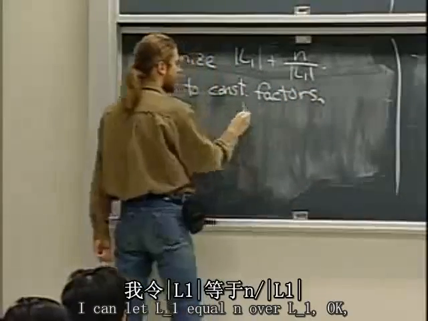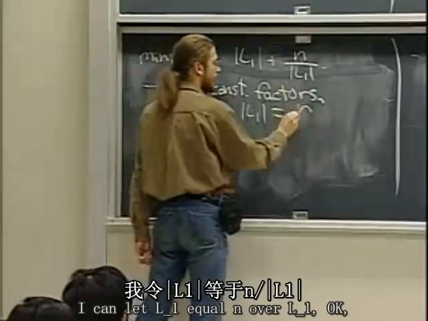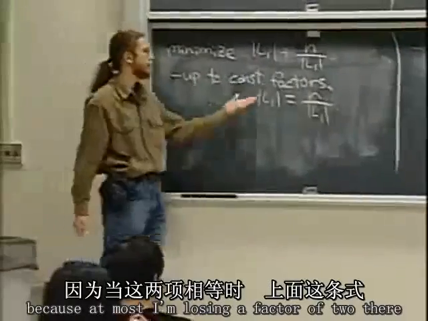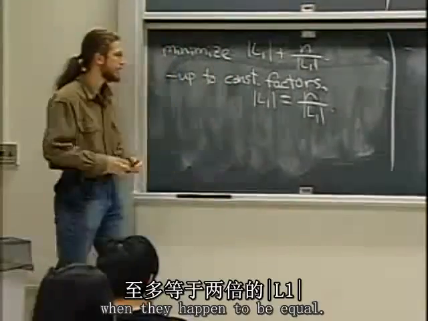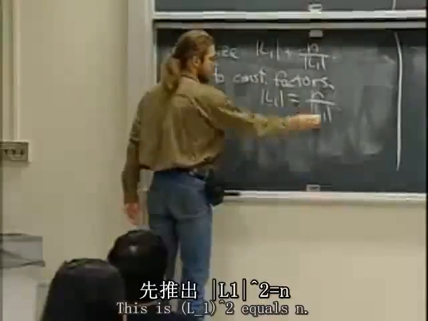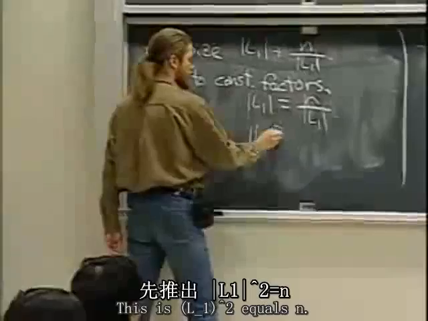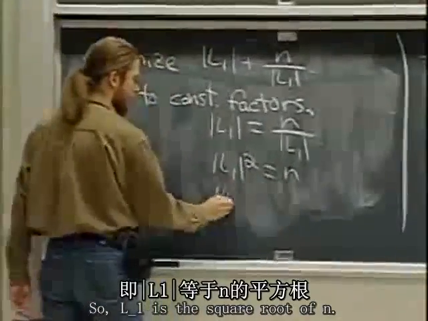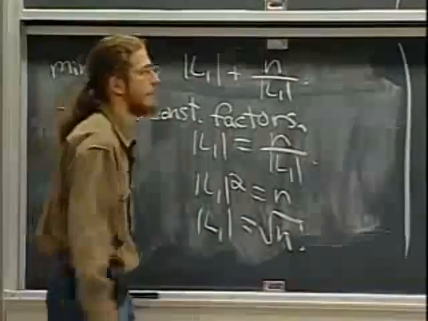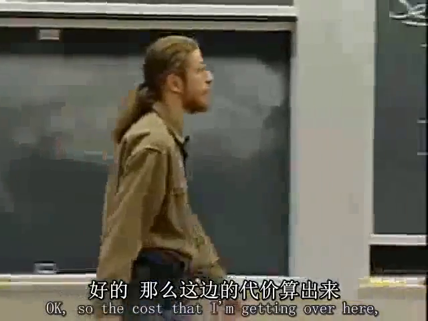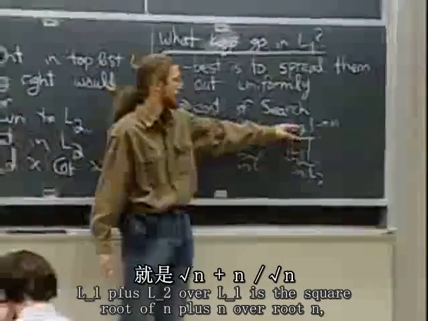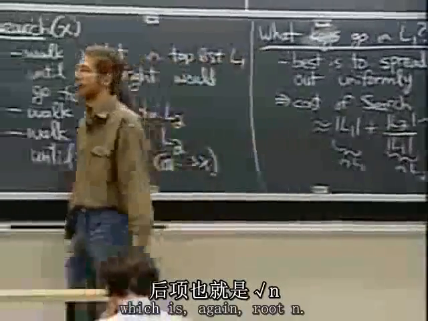I can let L1 equal n over L1. Okay, because at most I'm losing a factor of 2 there when they happen to be equal. So now I just solve this. This is really easy. This is L1 squared equals n. So L1 is the square root of n. So the cost that I'm getting over here, L1 plus L2 over L1, is square root of n plus n over root n, which is, again, root n. So I get 2 root n.